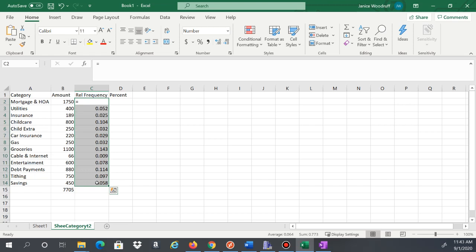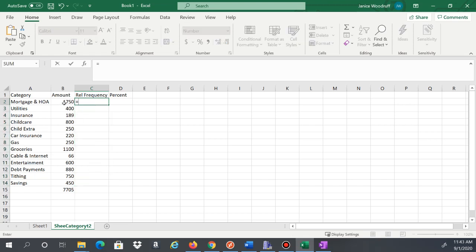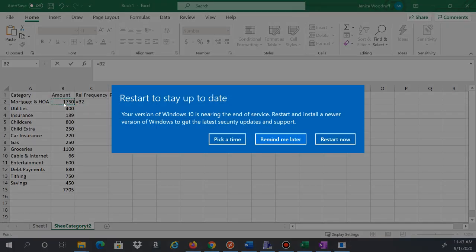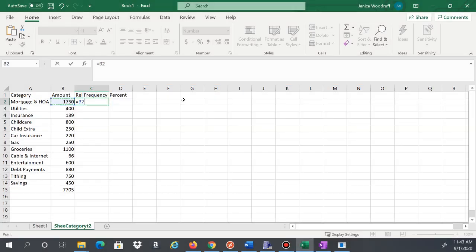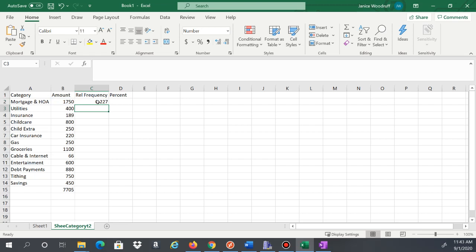Okay. So I'm going to click in here. I'm going to type in equals. I'm going to click on the amount and then divided by. And then I'm going to type 7705, then enter. Okay. Now to get it to go down, I'm going to click this cell, see my mouse, see how it's a white box, and then I go to the bottom corner and it's a black cross. So I just click it, hold my mouse, and then drag. And then it copies the formula.